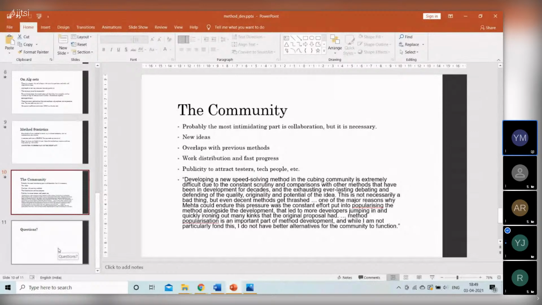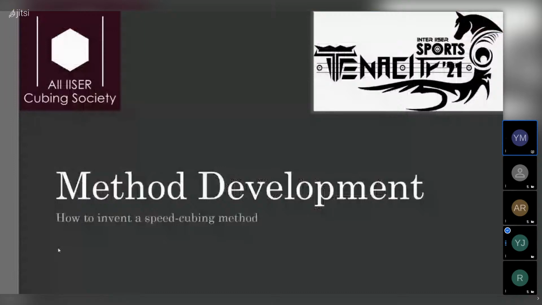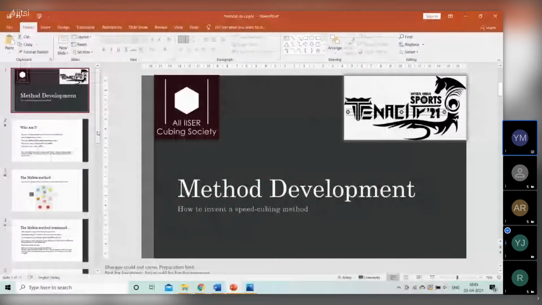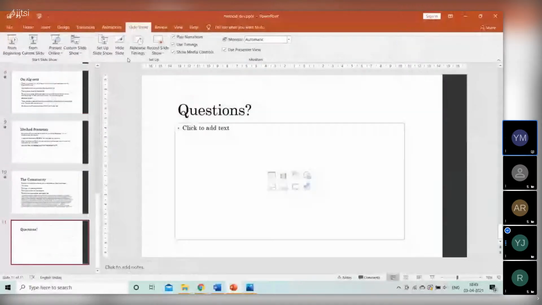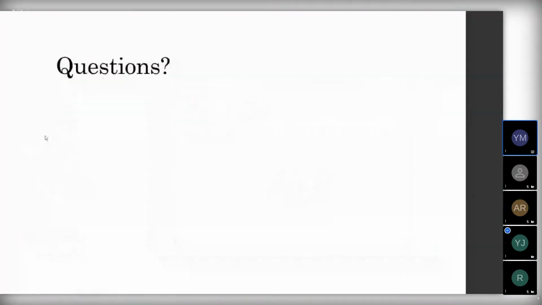Okay, now Santosh Se has asked a question. Why isn't orienting last layer corners using a smaller subset of one L not spoken about, while orienting last layer edges and solving the cube using a bigger ZBLL is popular?